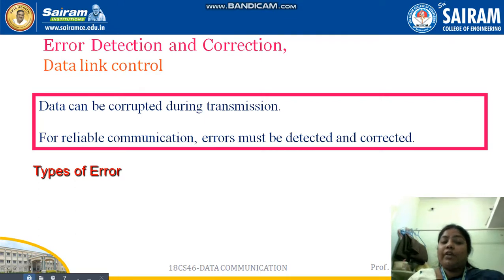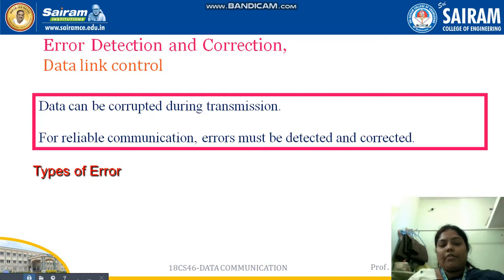This is when error detection and correction happens: the data can be corrupted during transmission. That is one of the times we get the error detection or correction problem. After that, if the communication is to be reliable, then while the communication takes place, our error must be detected or corrected.